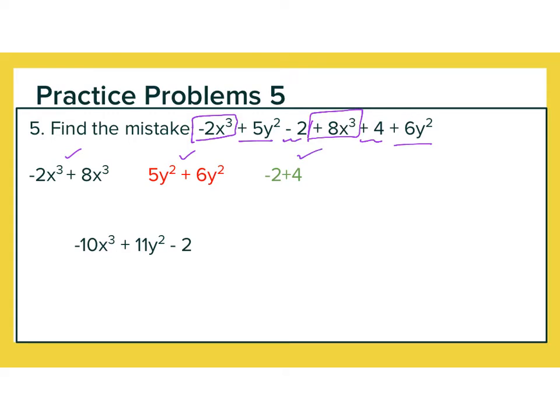So we have a negative 2 and a positive 8. Signs are different, so I subtract. 8 minus 2 is 6. So this is the mistake. There are only 6x cubes, and I have more positives than negatives, so it's positive 6x cubed, not 10. 5 plus 6 is 11, so I agree.